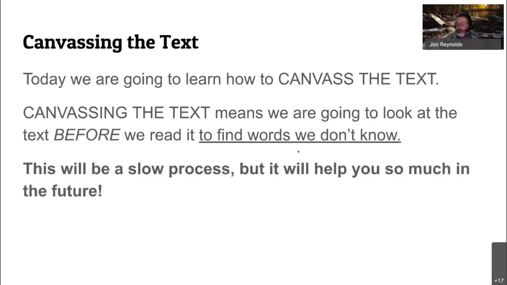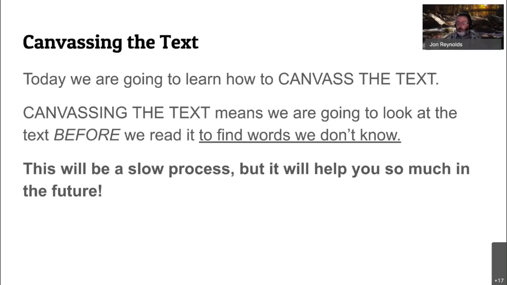But I do want to tell everybody that canvassing can be a slow process because it might take a lot of time. But I'm trying to show you that if you learn this process and you learn more words, then you will be better as a reader. And then, more importantly, you won't have to canvass too much in the future.